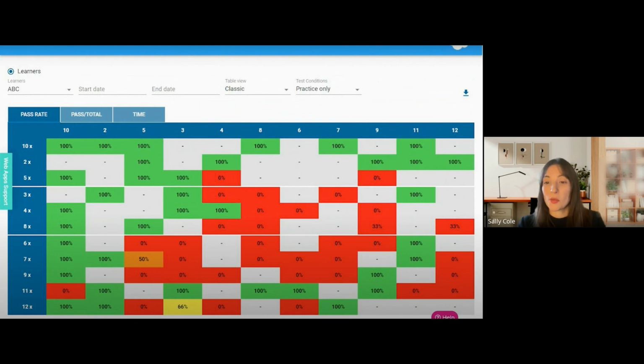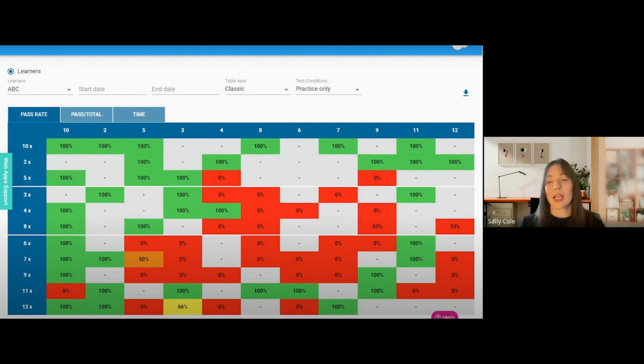But if you prefer, you can change that view. This is the classic view, but you can change it into consecutive number view. You can also look at the time. If you've given them custom settings, they might be passing it, but they might not be passing it within that 6-second time period. They might be taking 10 seconds to pass and therefore wouldn't actually pass the check. So if you are putting custom settings on, I would recommend just checking that time.